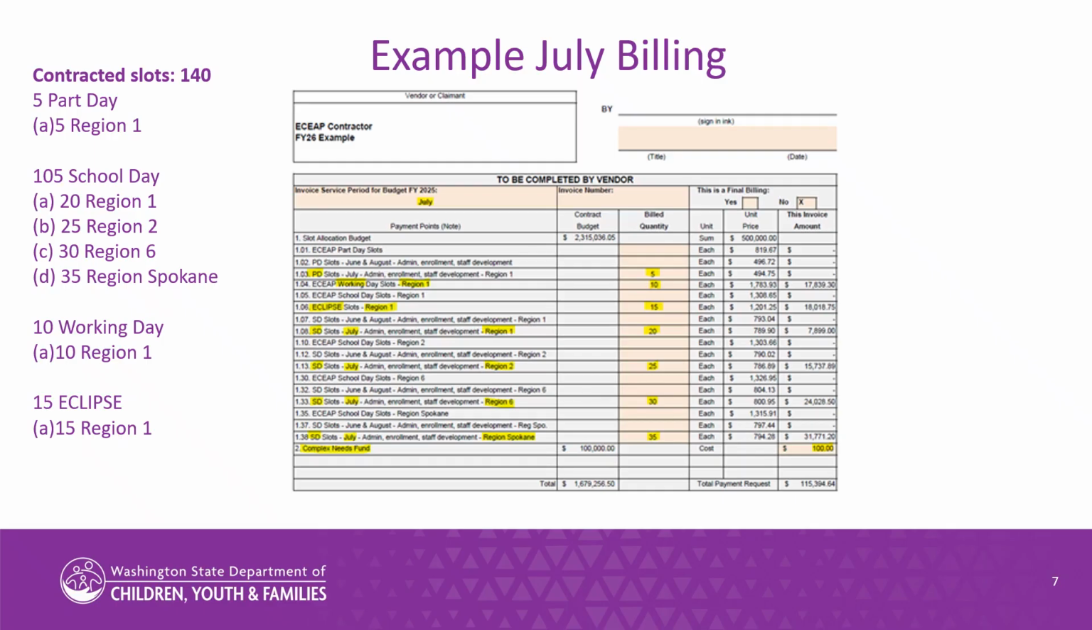Part day slots and school day slots for July will be labeled on the A-19 as July admin, enrollment, and staff development. The slots entered will automatically populate the total amount of the invoice for the requested payment. Complex Needs Awards are billed based on reimbursement, located at the bottom of the A-19. You would add the funds spent to the Complex Needs line on the A-19.